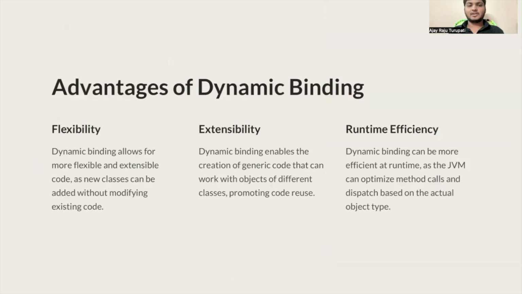Advantages of dynamic binding. The advantages of dynamic binding are flexibility, extensibility, and runtime efficiency. Flexibility: dynamic binding allows for more flexible and extensible code, as new classes can be added without modifying existing code. Extensibility: dynamic binding enables the creation of generic code that can work with objects of different classes, promoting code reuse. Runtime efficiency: dynamic binding can be more efficient at runtime, as the Java virtual machine can optimize method calls and dispatch based on the actual object type.